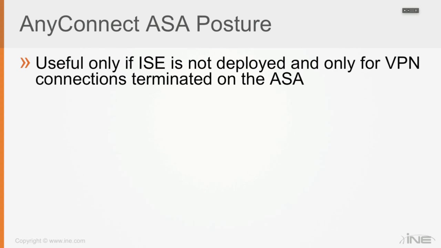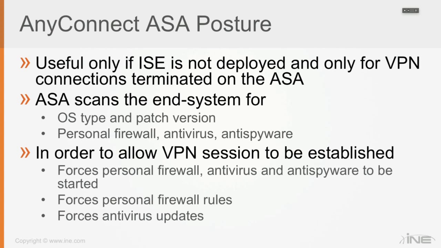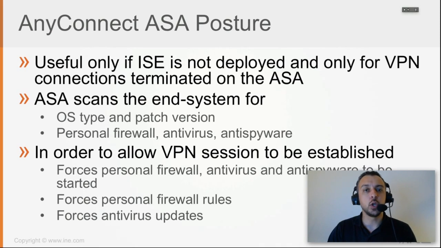So the ASA can say something like, okay, you don't have the antivirus service started. If you want to connect, I'm going to start the antivirus service for you. Then it's going to realize that the antivirus is not updated, so it's going to force the antivirus to get updated, and only afterwards it's going to let the VPN connection be successfully established.